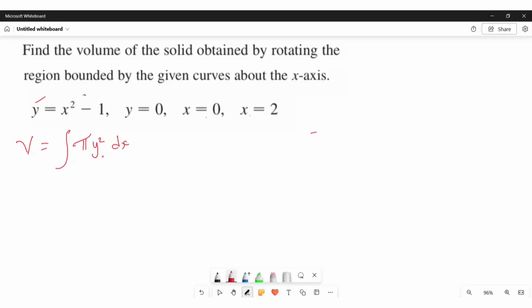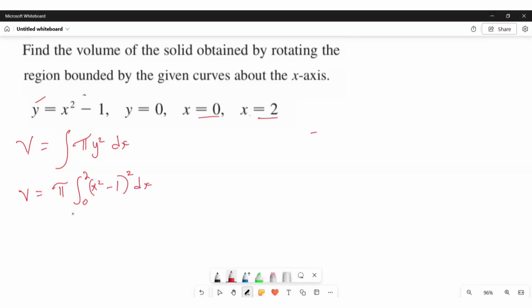So what we're going to do is push that pi on the outside. So basically, the volume is going to equal pi, the integral from 0 to 2. Those are our limits, our two x values here, of x squared minus 1. This is my y squared dx. That's what we're really doing, right?